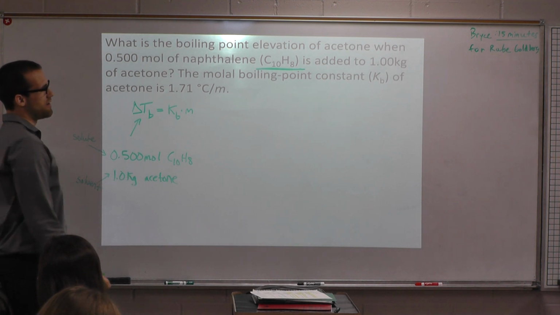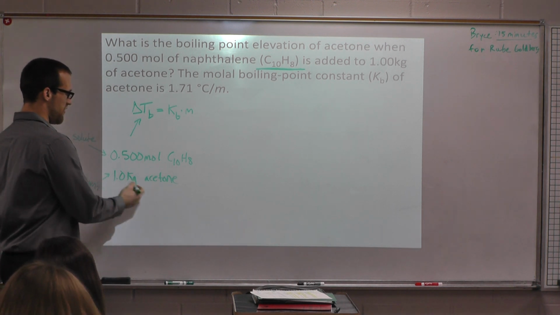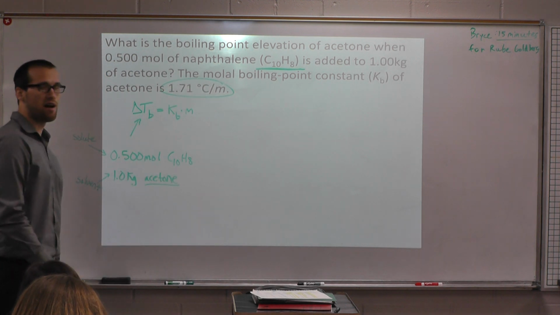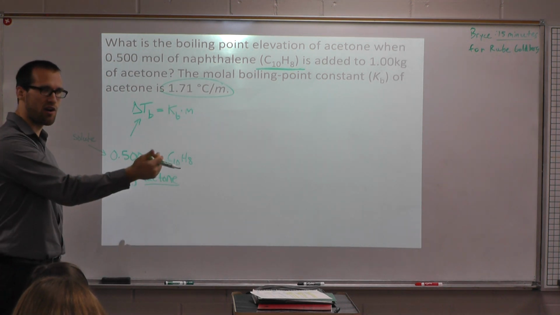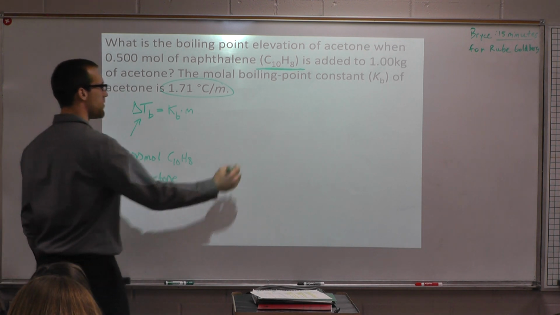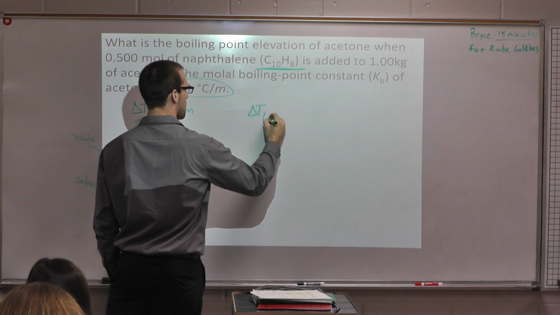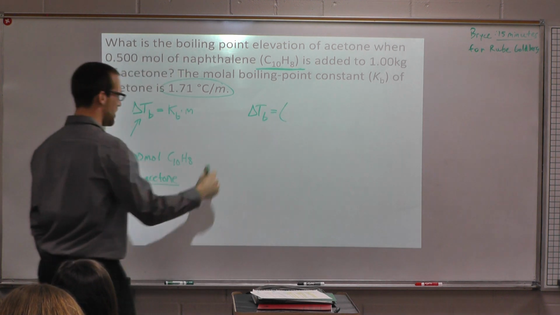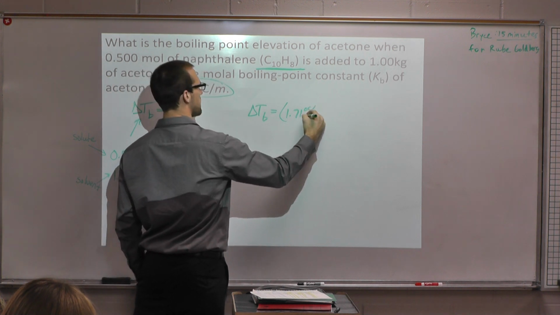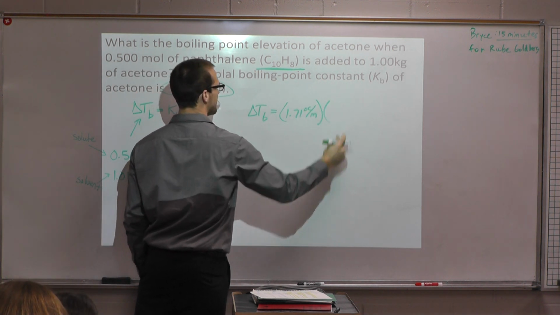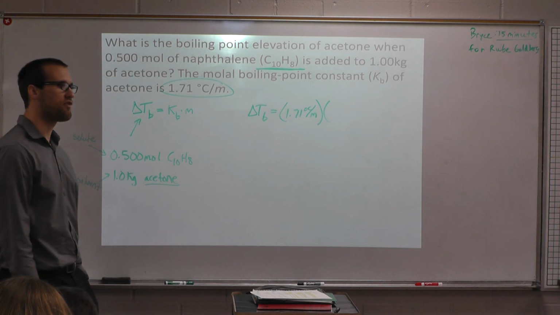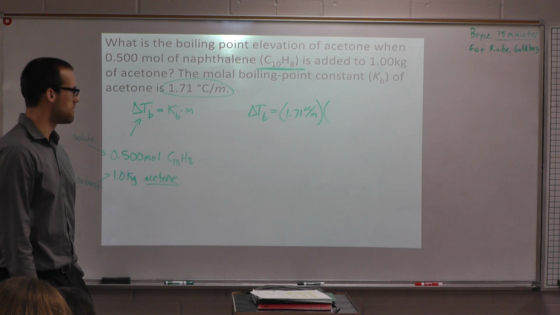Now, notice that it told us the solvent was not water, so what did it give us? A different KB than the one you saw earlier that was for water. Times molality. So the answer is 0.855. We know KB, I'm just going to plug that in right now: 1.71 degrees Celsius over molality. What didn't they give us directly? Molality. But did they give us enough information to find the molality? Yeah, 0.5 divided by 1.